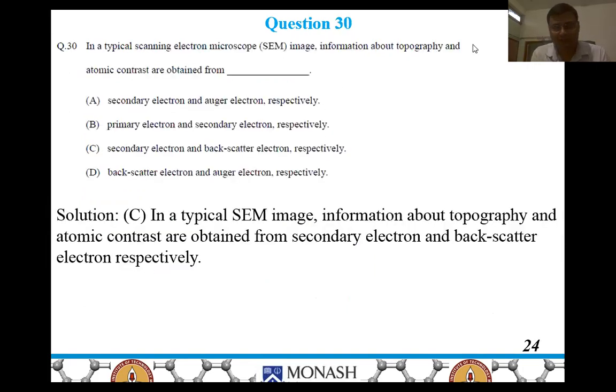Question number 30. In a typical SEM, the information about topography and atomic contrast are obtained from secondary electron and backscatter electron respectively. So the correct answer is C.